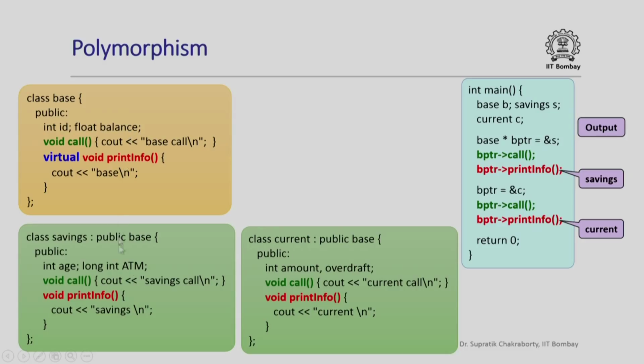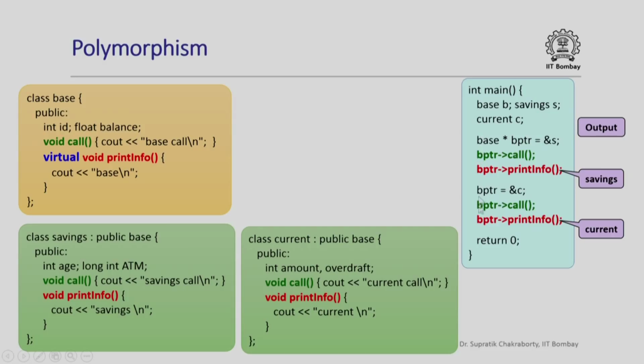Now here we have the same program, but now we have augmented it with another method, another function here in the base class. But note that this method is not a virtual function, it is our usual standard method, and it prints out base call followed by a new line. And let us say in the savings class I have redefined it, and in the current class I have redefined it as well. And now here we have the same main program as we saw earlier, except that now I have BPTR arrow call at these two locations.